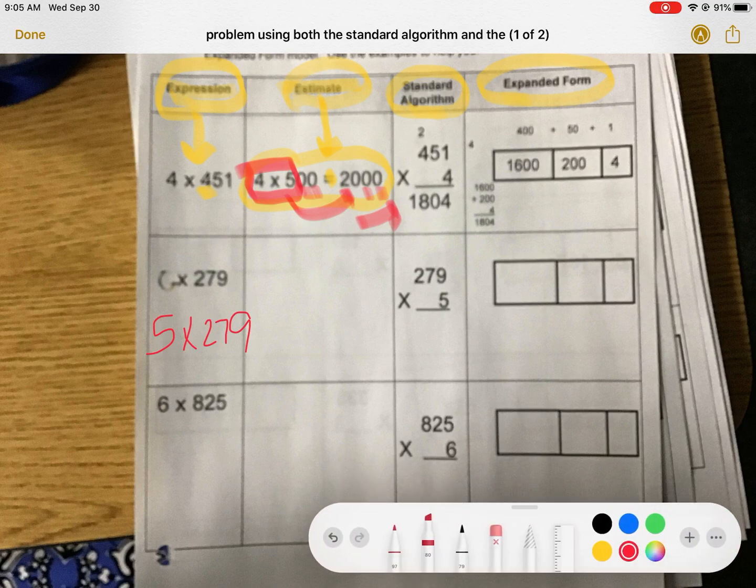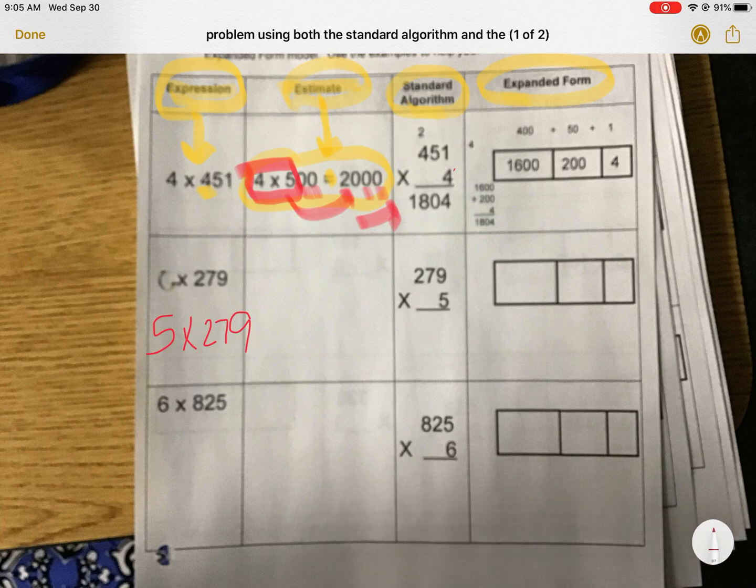Most of you guys are telling me you like the standard algorithm best. And when we use that, it's kind of the same idea of when we add. We start on the far right, we carry when we need to, and then we add up whatever we carried. Sorry, my alarm was going off on my watch.